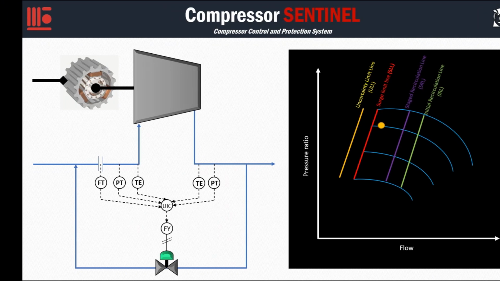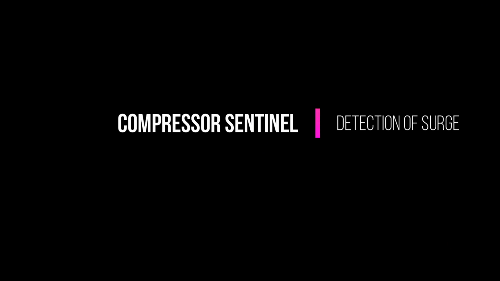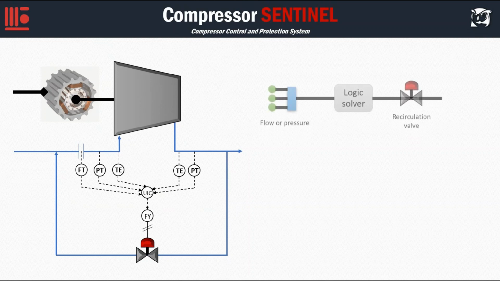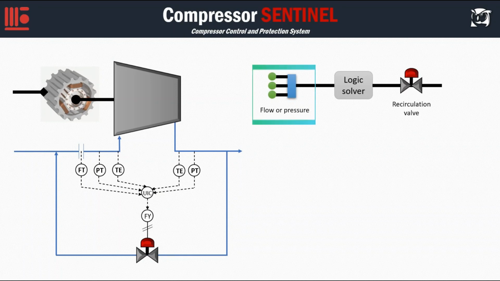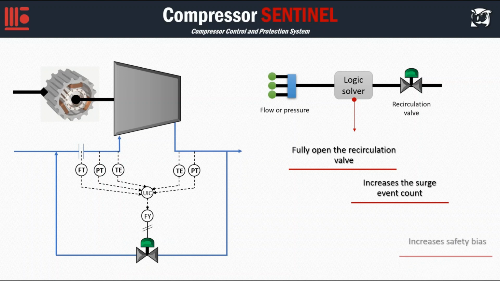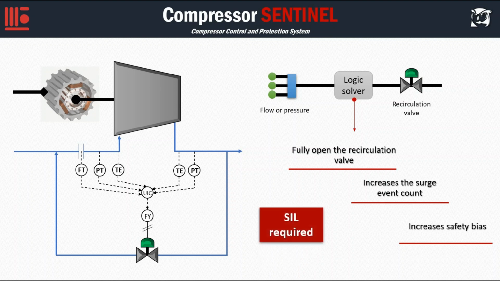In addition, the Compressor Sentinel allows surge detection as a safety instrumented function independent of anti-surge control, which is based on the detection of rapid changes in flow or pressure and not dependent on the compressor map. To do this, the Compressor Sentinel performs the following actions. 1. Fully open the recirculation valve. 2. Increases the surge event count. 3. Increases safety bias, guaranteeing greater safety in the operation and adequate to the required SIL levels.